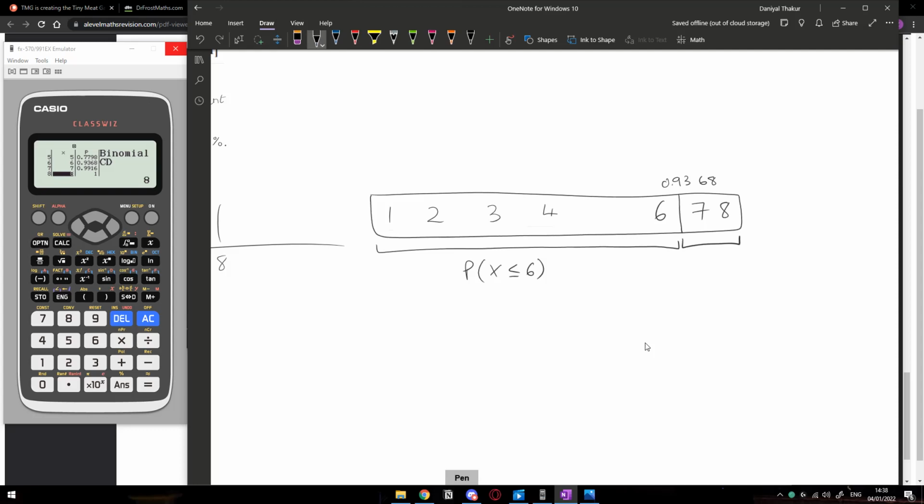Actually, I guess the right way of saying it is we're going up because it's less than, because this is CD. CD starts from the bottom and goes up. So when you see a probability value, it includes the value that it represents. So 0.9368 represents 6 and it includes 6. That means the critical region will be everything above that, which is 7 and 8. So my critical value is 7.